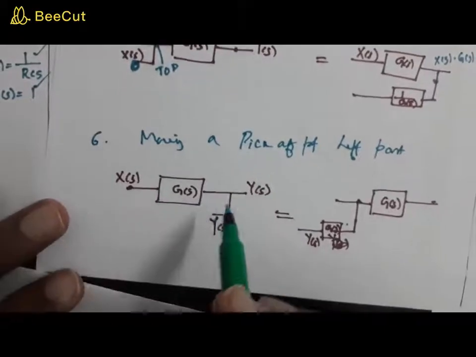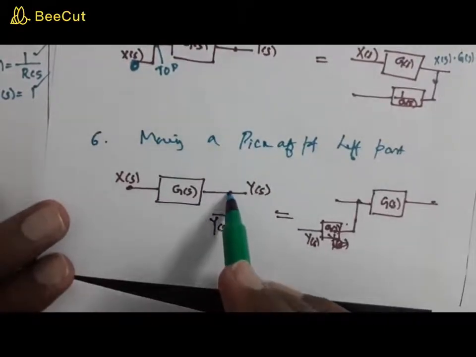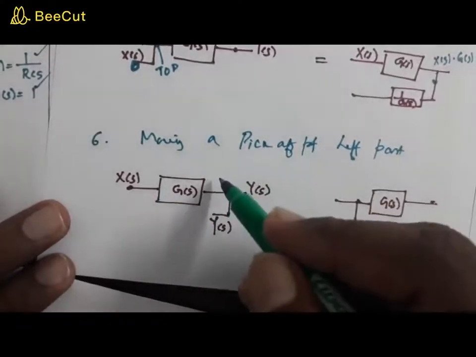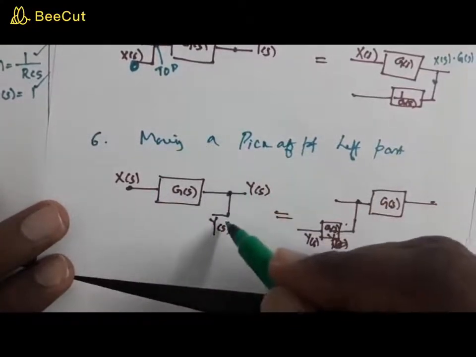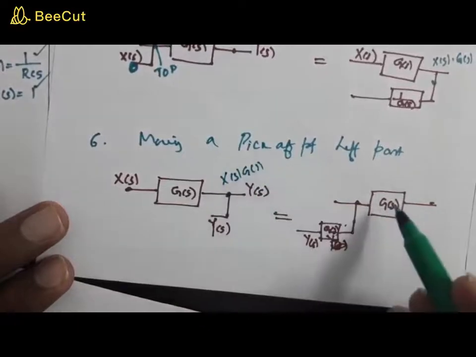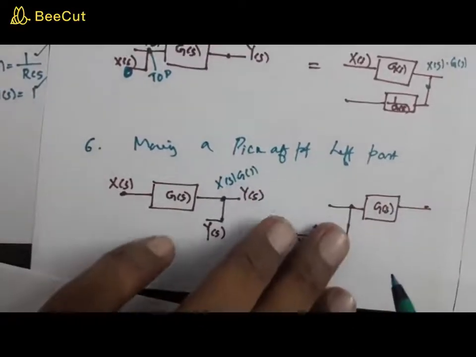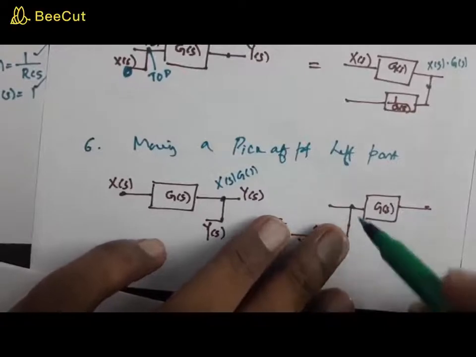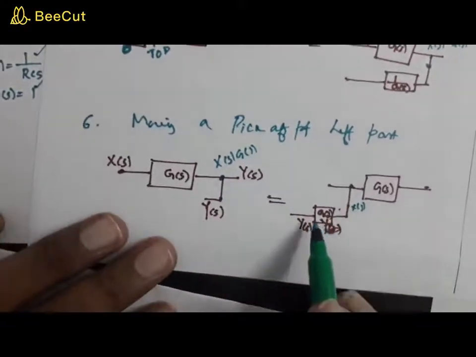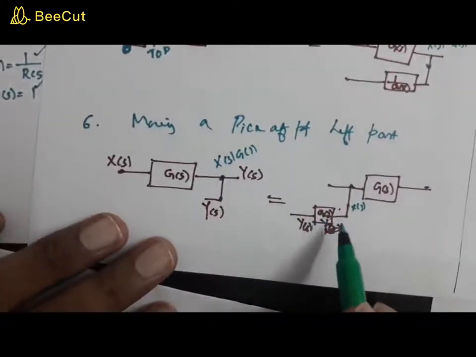So here it is. So you want to change this takeoff point to this side. So what happens? This is actually X of S. So what is your Y of S? Y of S is X of S into G of S, right? Now if you move it without this addition, what happens? The signal is going to be X of S. You need to multiply this by a G of S. So you need to add a block like this, G of S.